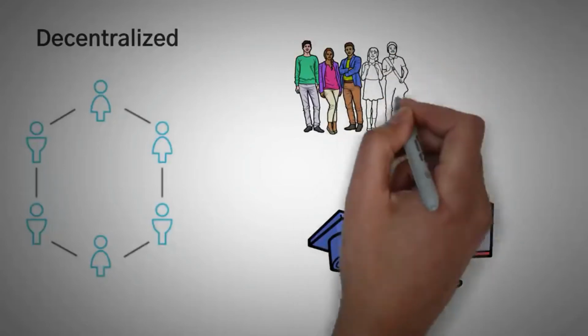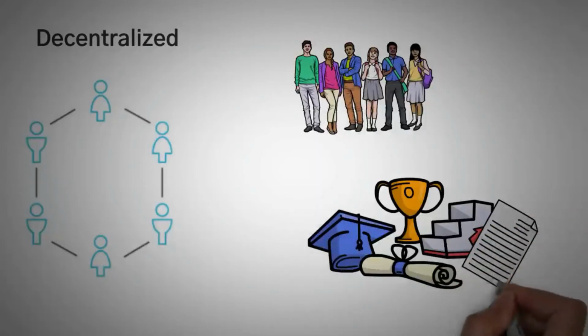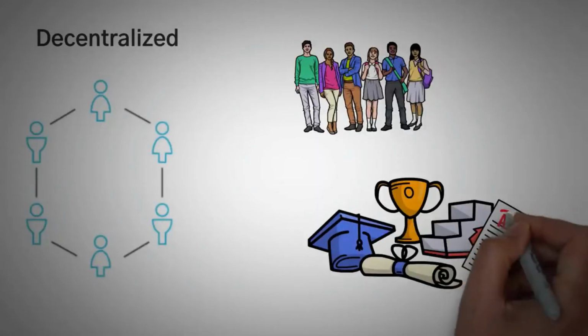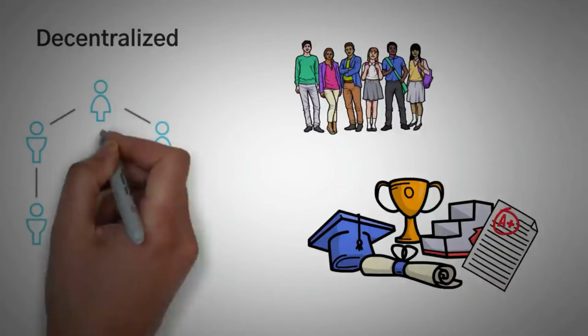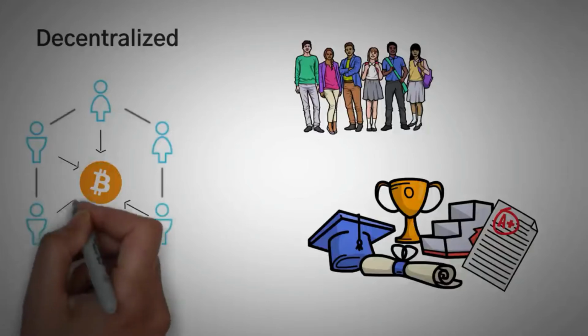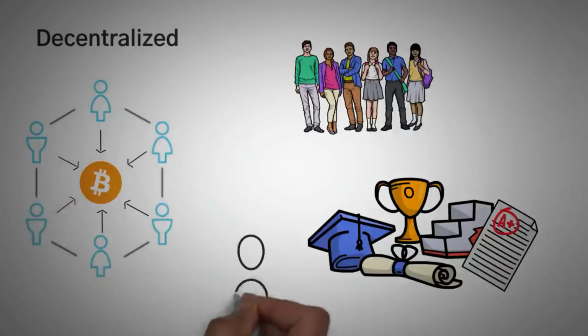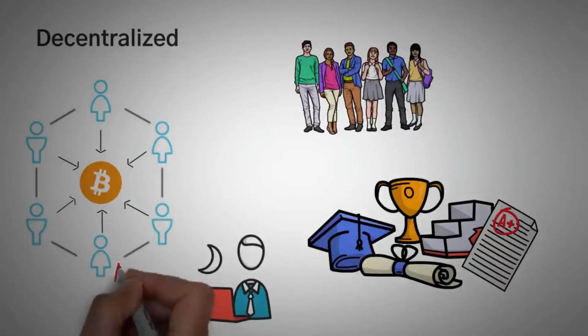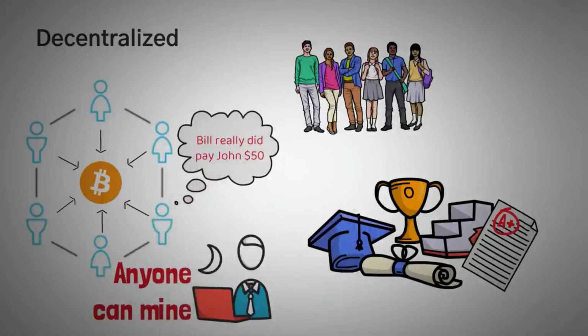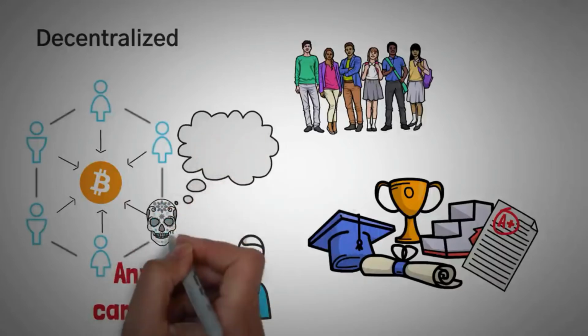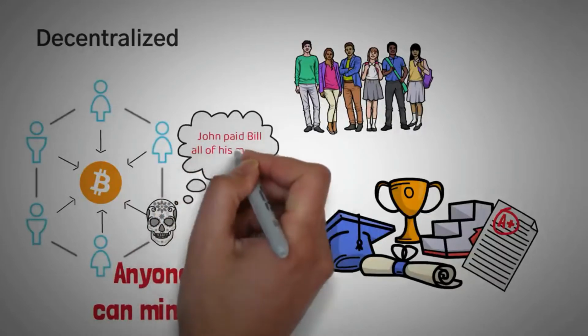Imagine if all of your classmates were allowed to look at the answers on the test and give you a grade based on your papers and your tests. Imagine if they could vote on what grade you got instead of just your teacher. Now, this is essentially what decentralized means. Instead of one person having a list of all the Bitcoin transactions, literally anyone who wants to can have them and look at them. And not only that, because this is the important part, anyone can mine and actually vote on the blockchain. This means they can say, Bill really did pay John $50. Or they can make fake transactions and say, John paid Bill all of his money.